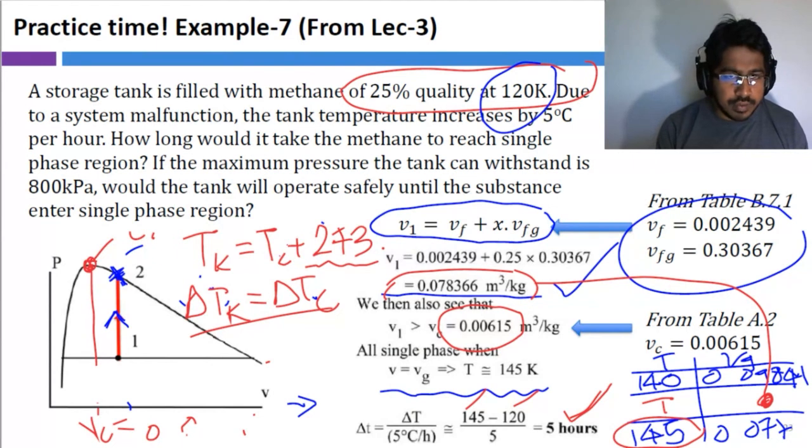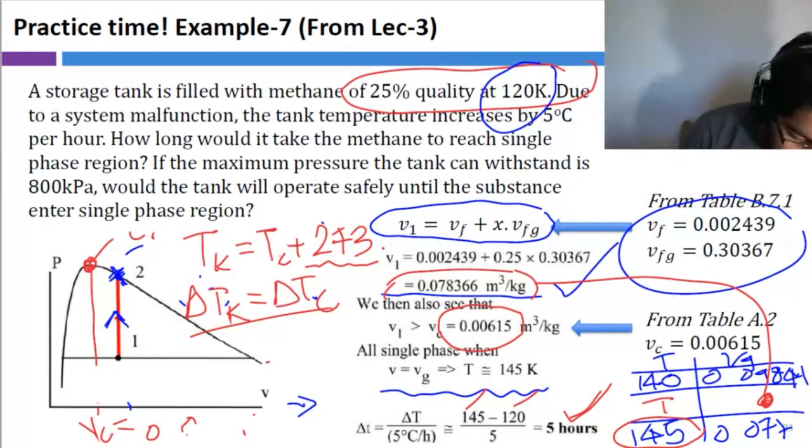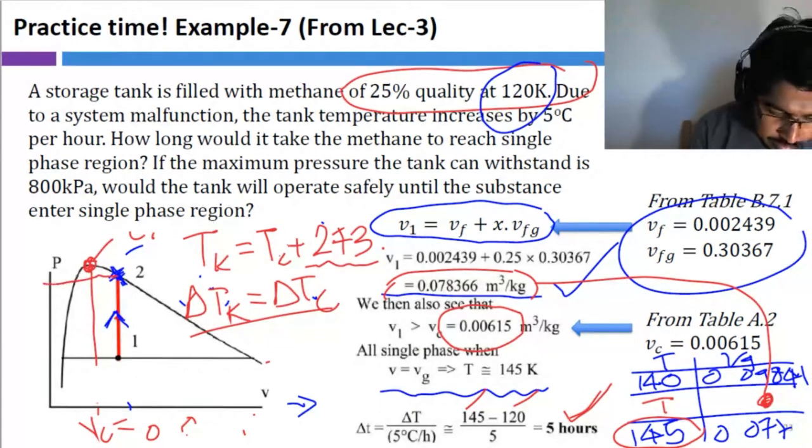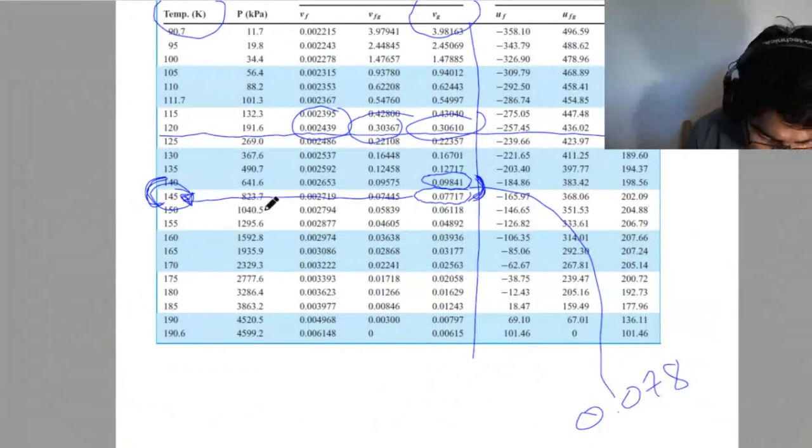Okay. Now the question asks another thing. If the maximum pressure the tank can withstand is 800 kilopascals, would the tank operate safely until the substance enters the single phase region? Okay. So let's try to find the pressure at the saturation point, right? At state 2. Let's get that pressure real quick. We found that state already, 145, and at that point the pressure is 823 kilopascals.